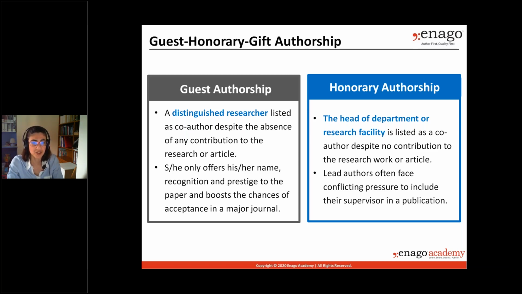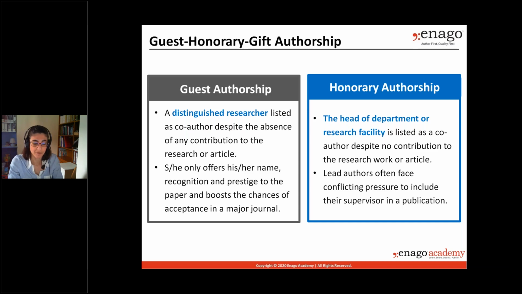Another issue that may arise is that of honorary authorship, where, for example, the head of a department or research facility or any other individual, for whatever reason, is listed as a co-author despite their lack of a contribution to this research work. I've seen cases where the individual may not even be aware of the specific project, and yet for honorary purposes, they're placed in the author list, even as a senior author.